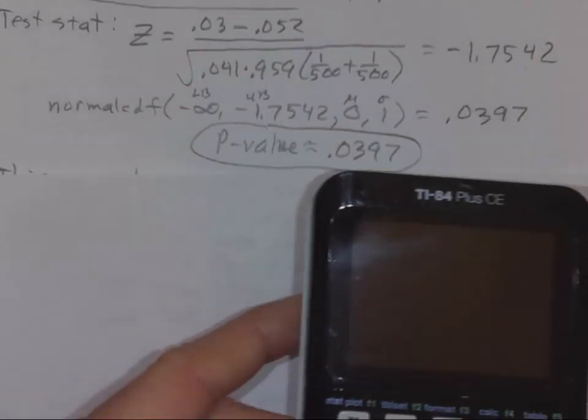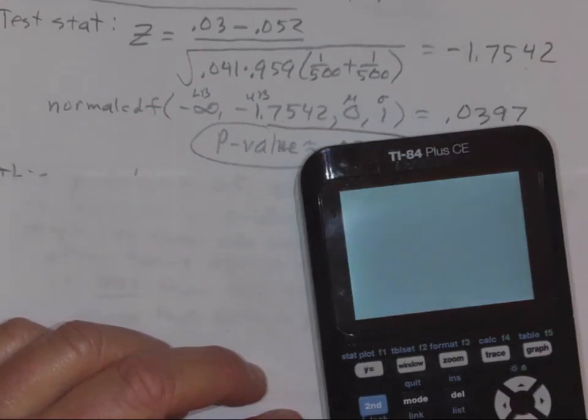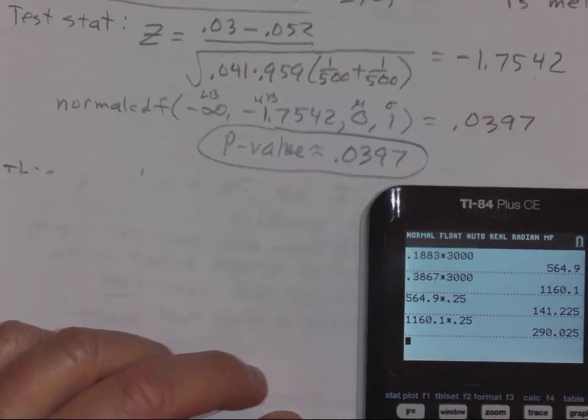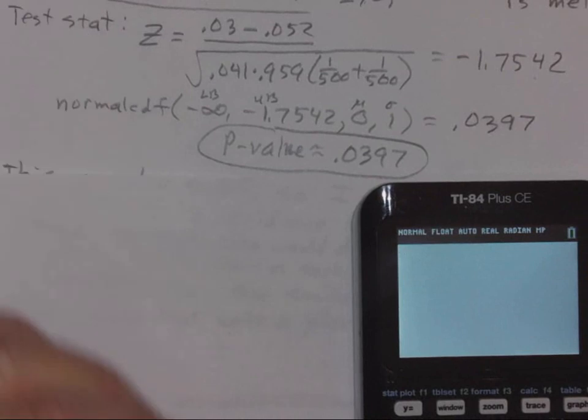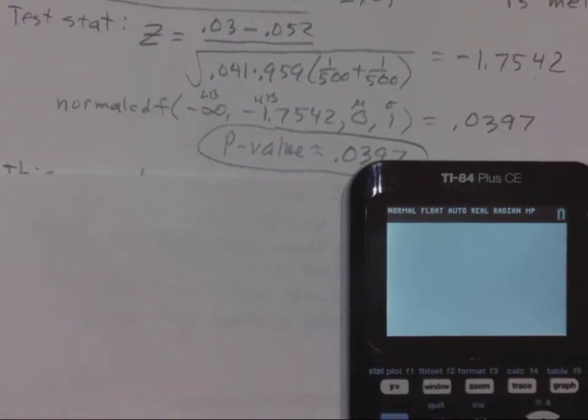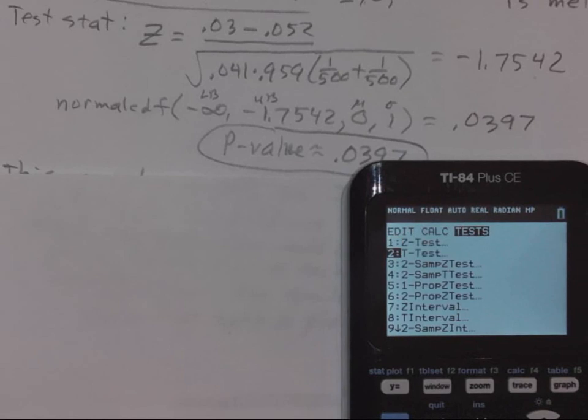But I want to show you how to use your calculator, which is certainly the quickest way of doing this on a test. You do need to understand mechanics like that, but I wanted to show you this. So for our inference, we hit the stat button, and then go to test, and then go to the 2 proportion z-test, and we hit enter.